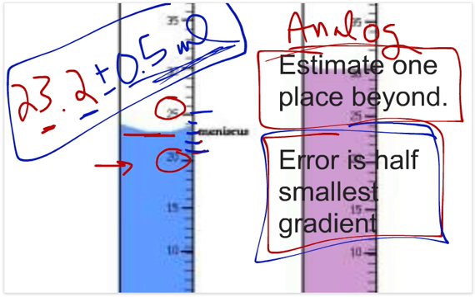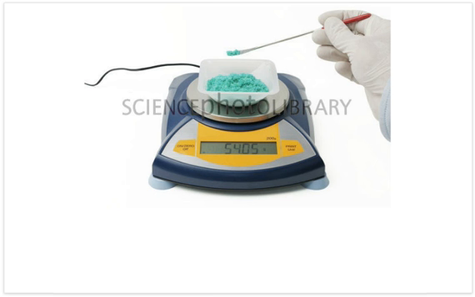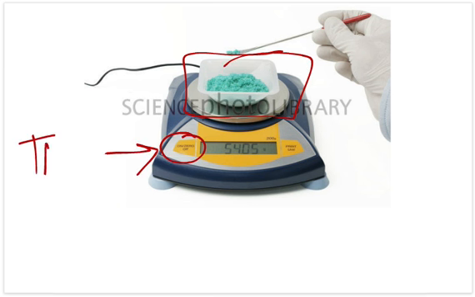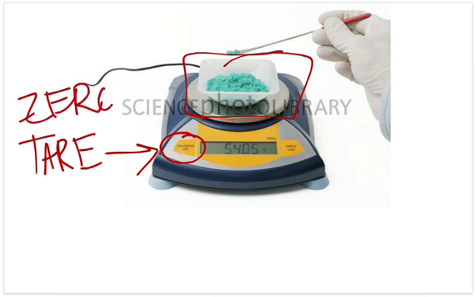Next one. Now we have a digital scale, and again, digital scales are a little bit easier. We'll put our dish on the scale. We'll hit the tare button, or this one that's called a 0 button. On some of ours it's called tare. Other times it's 0. So we put that dish on. We 0 it. We put in what we want.